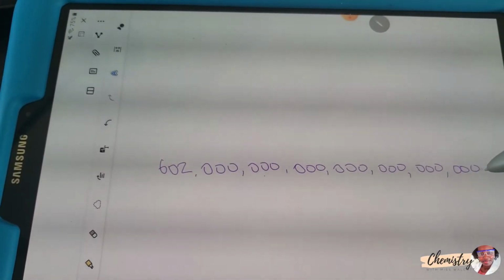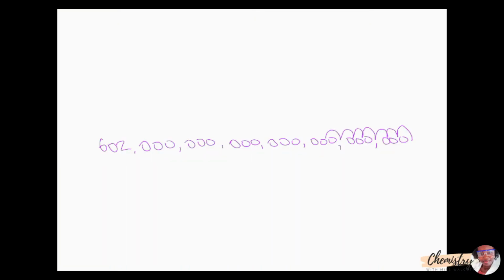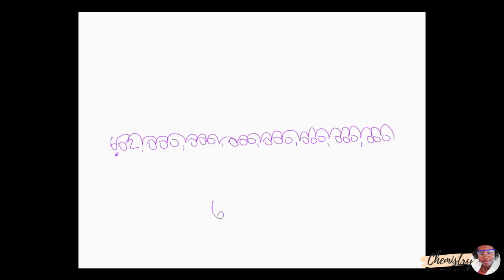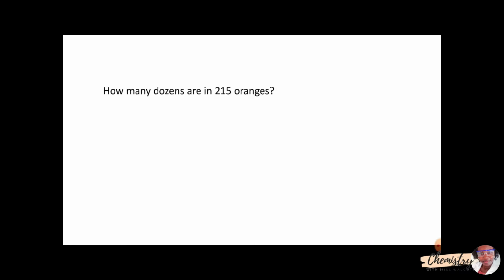We won't always write 602 hexillion in full. We will convert it to standard form by moving the decimal place to right behind the 6. Because the decimal place was moved 23 times to the left, we would write this as 6 times 10 to the 23. This tells us that 1 mole contains 6 times 10 to the 23 particles.